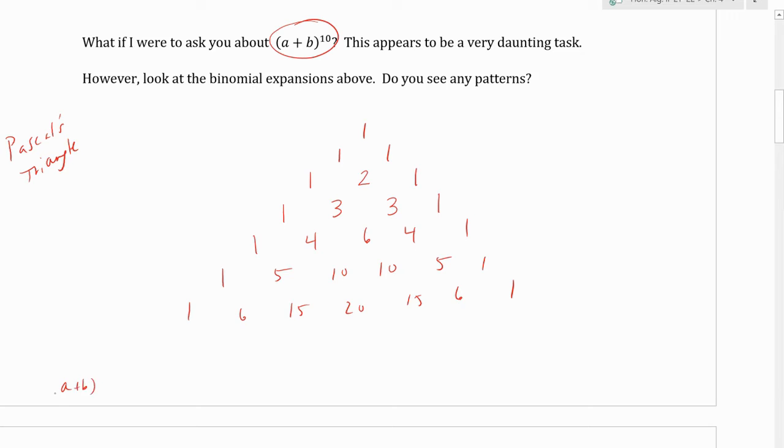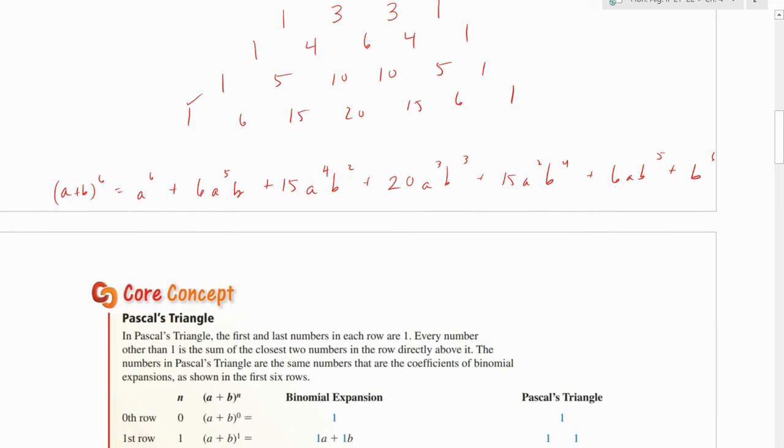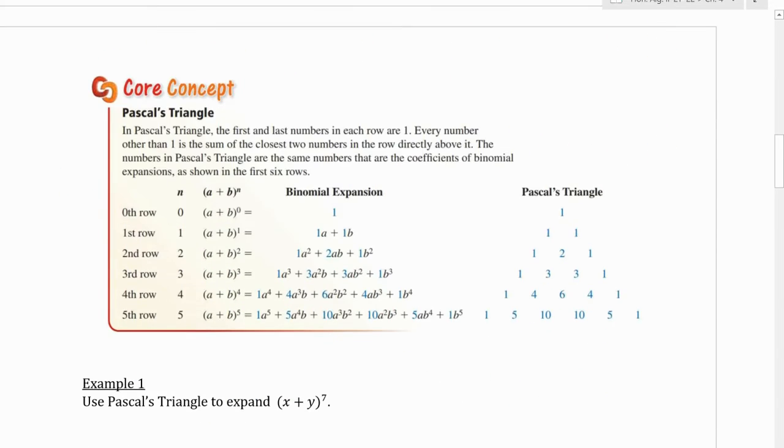So if I wanted a plus b all to the 6th, I'd have 1 of the a to the 6th. I'd have 6. All right, I'm going to lose 1 on my a, but gain 1 on the b. Plus 15a to the 4th b squared. Plus 20a cubed b cubed. Plus 15a squared b to the 4th. Plus 6ab to the 5th. Plus 1b to the 6th. So it's kind of cool that you don't have to multiply the whole thing out, because that gets kind of old. And there it sits.